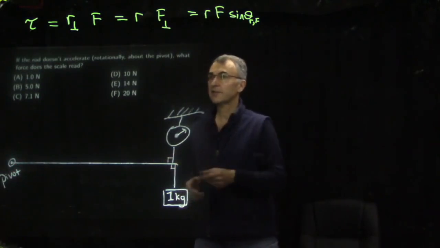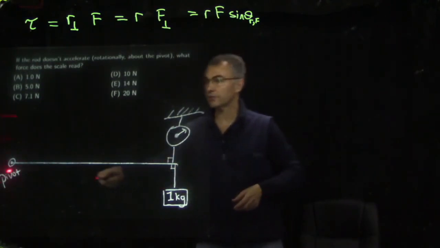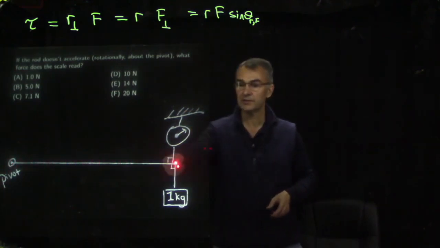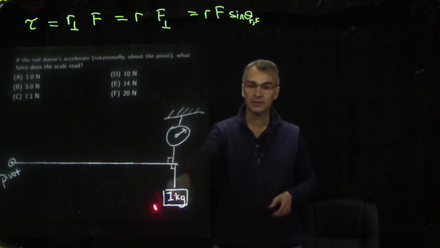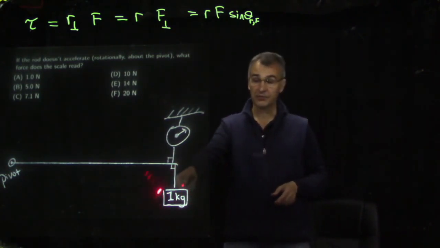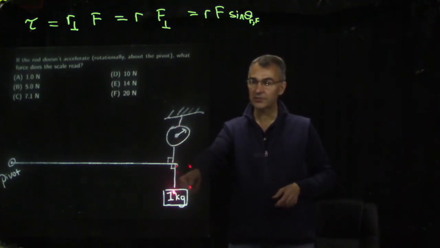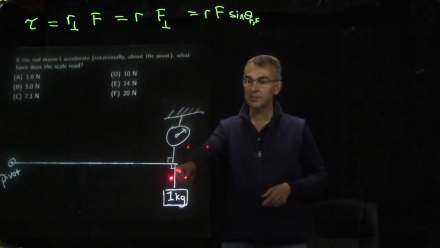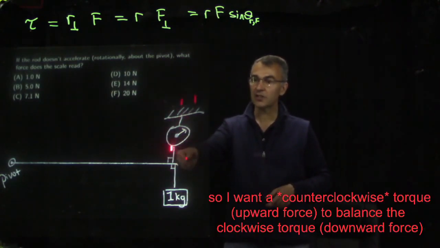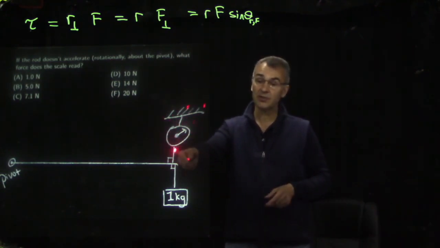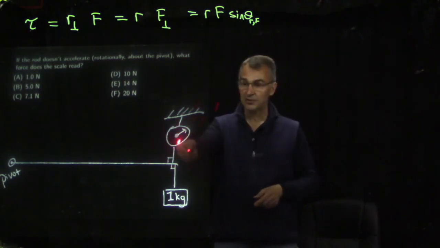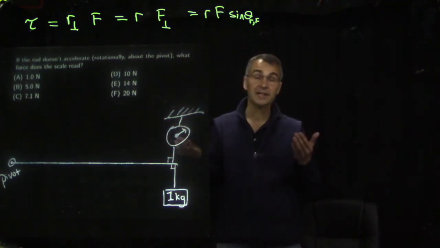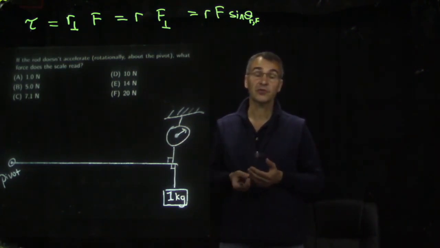If this rod doesn't accelerate rotationally about this pivot, so here is a pivot, and then we go out, and this is the point of application of the force, and I hang a 1 kilogram mass here. So 1 kilogram of mass gives me mg equals 9.8 newtons. Let's call that 10 newtons. So we have 10 newtons down. What force do I have to apply up to balance it? So this 10 newtons down gives me a clockwise torque. So I want a counterclockwise torque upward of the same magnitude. It's actually at the exact same lever arm, so I guess it just has to be 10 newtons up. So I have 10 newtons up, 10 newtons down applied at the same lever arm. Those two forces, those two torques balance.